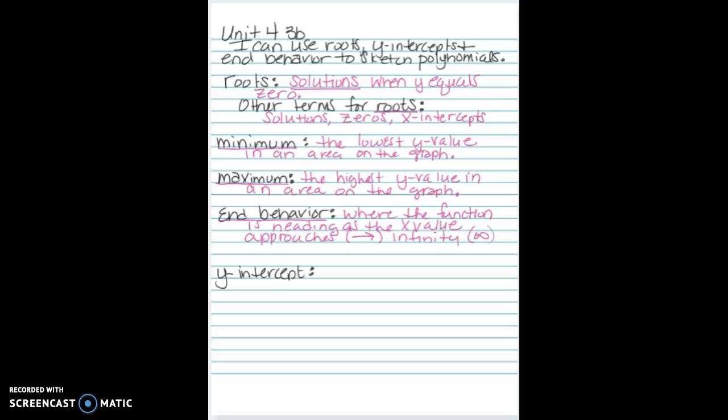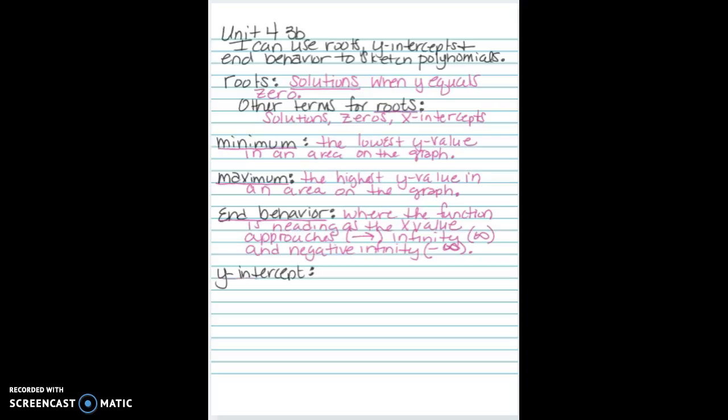Infinity is designated that way. And when the x value is approaching negative infinity, we designate negative infinity as an infinity symbol with the negative sign in front of it. Keeping in mind that when we say function, we're talking about y values. End behavior is where the y values are going as the x values go towards infinity, as the x values go towards negative infinity.